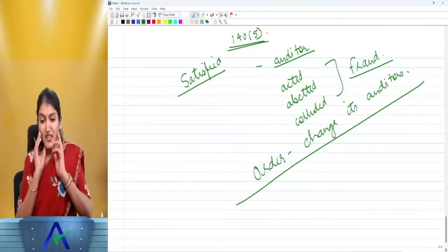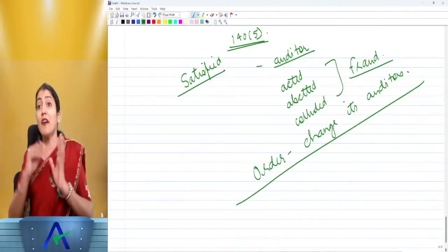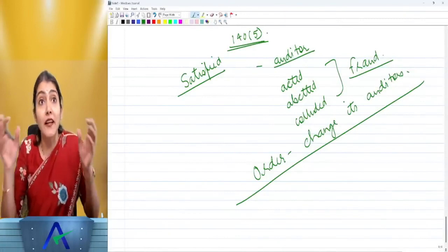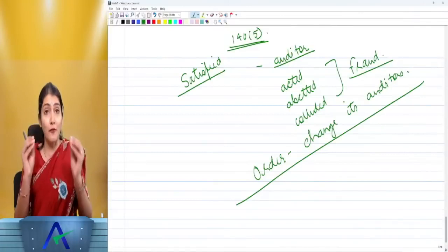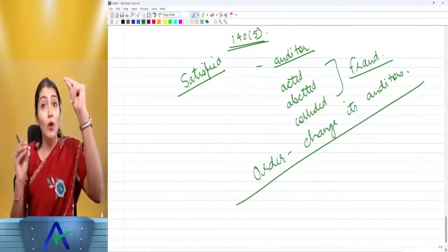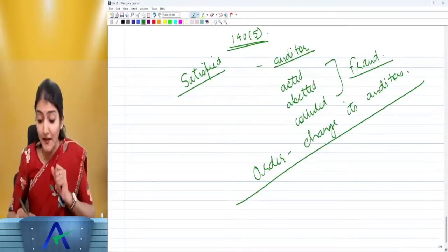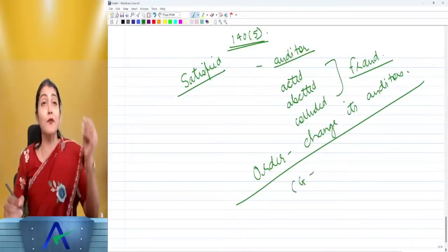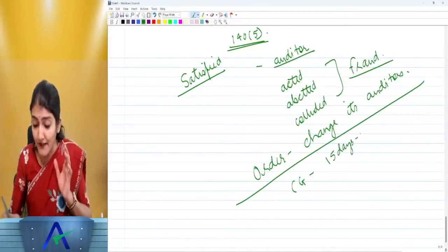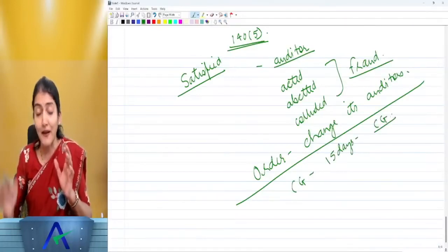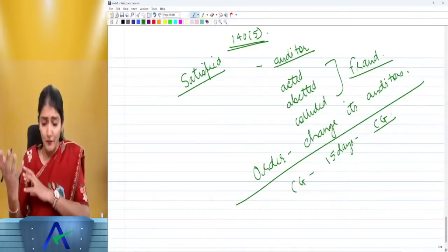What is satisfied? That the auditor of the company has acted in a fraudulent manner or has abetted or colluded in any fraud by or in relation to the company or its directors or officers. It may by order direct the company to change its auditors. If the application is received from the Central Government and the tribunal is satisfied, then the order has to be passed within 15 days and the new auditor will be appointed by the central government, okay?